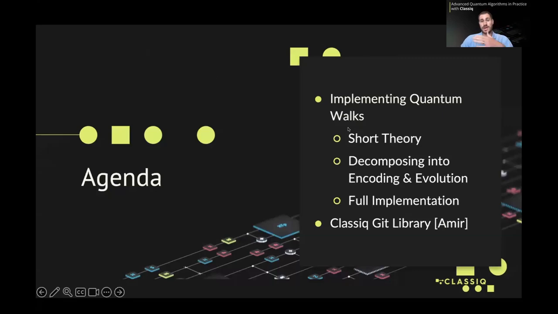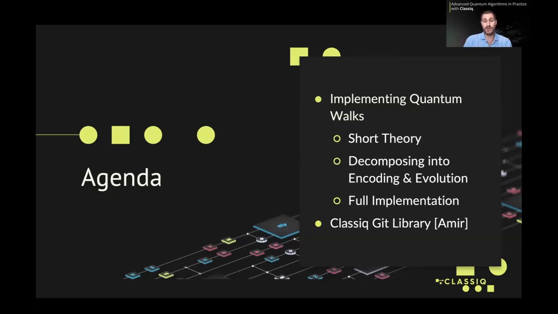So in the first hour, as I said, we'll go through the implementation, and the example we'll cover is quantum walks. A very short theory. We won't cover the theory or the broad understanding, and I think some of the participants in the audience have more background and know more about quantum walks, about the theoretical parts of it, than I do. And then the second part will be decomposing into the encoding and the evolution.